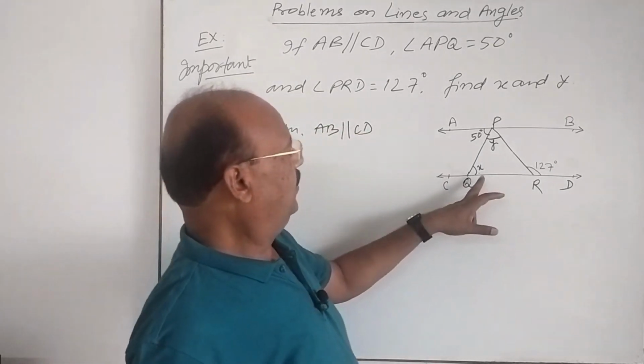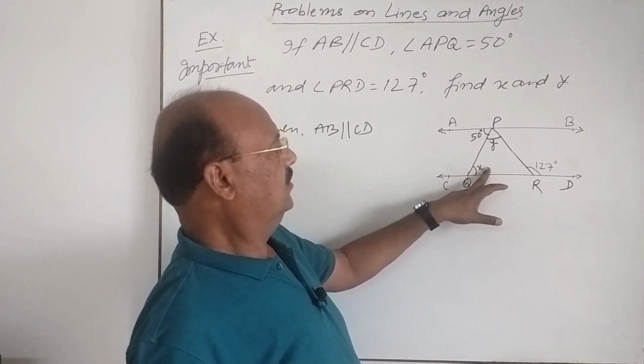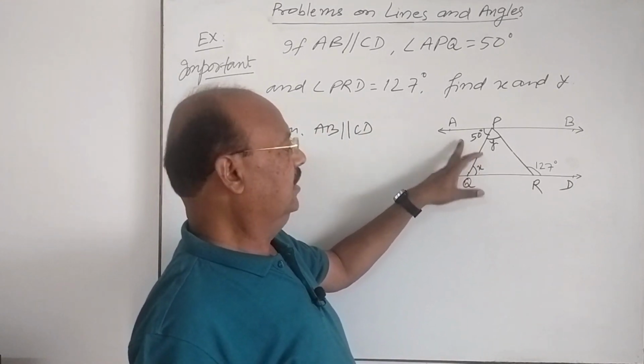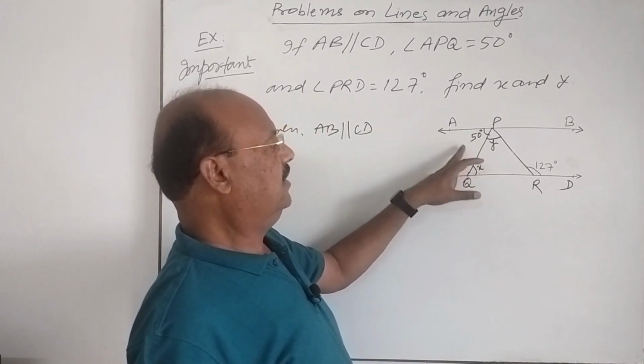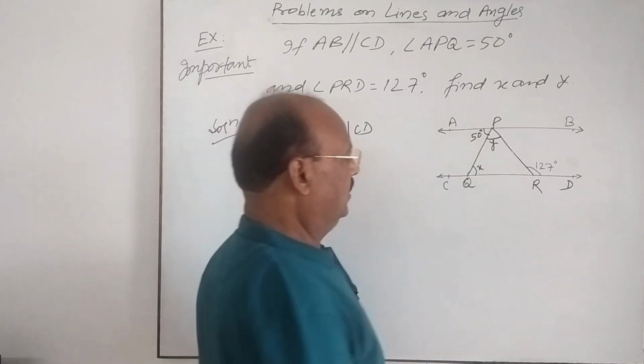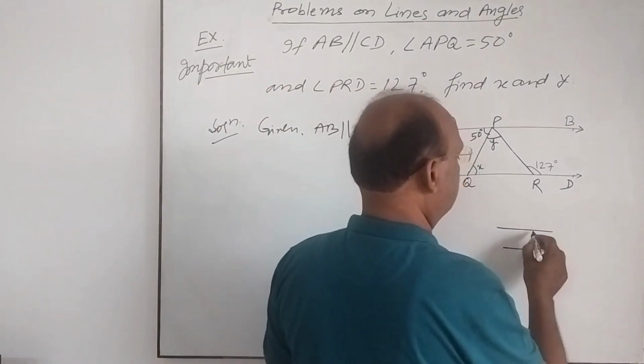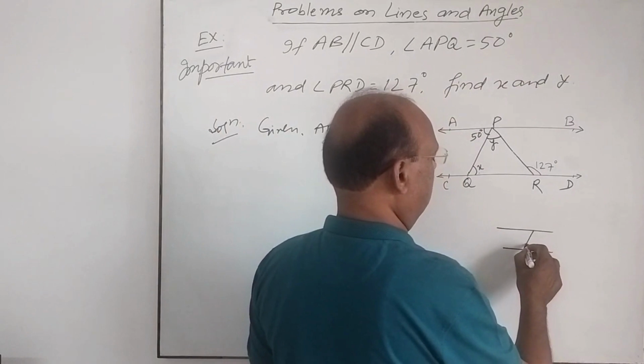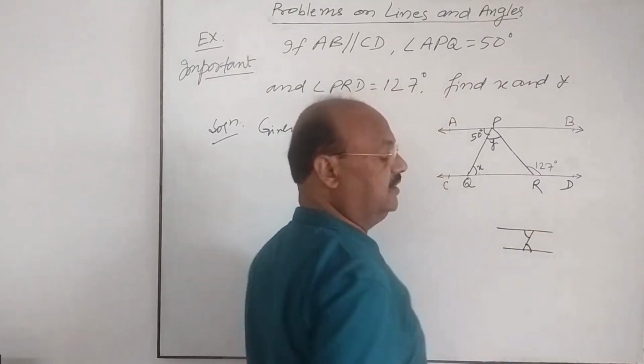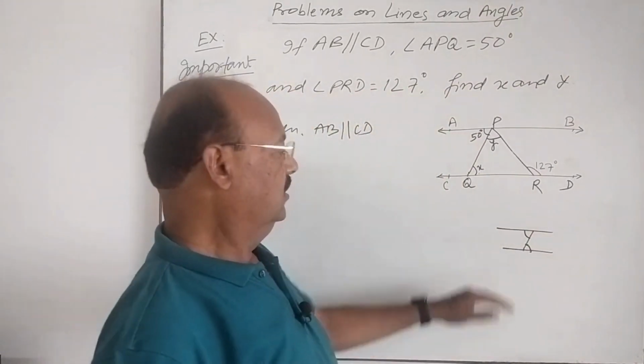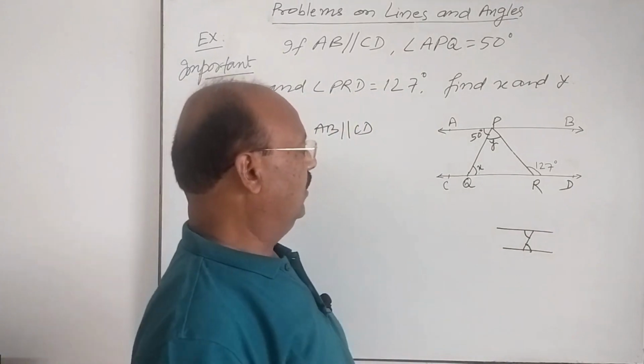Then in that case angle x will be equal to 50 degrees, because these two are alternate angles. In case of these two parallel lines, if this is a transversal, then these two angles are equal. These are known as alternate angles. So these alternate angles will be equal.